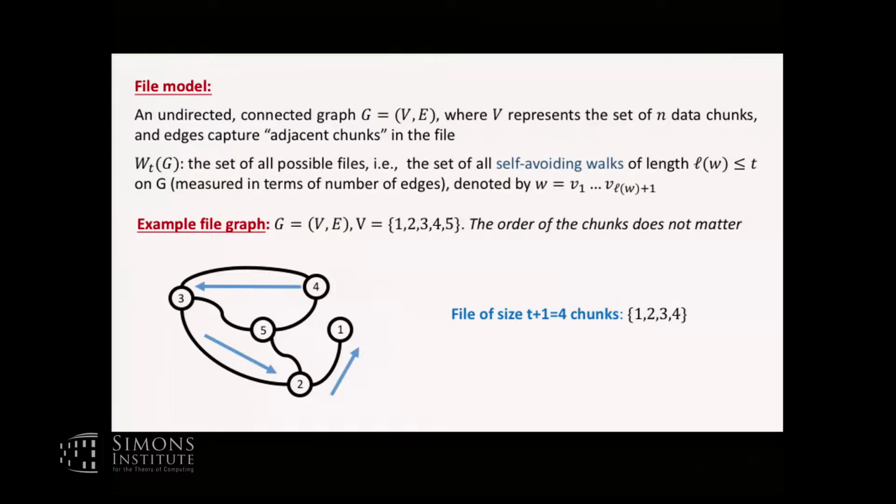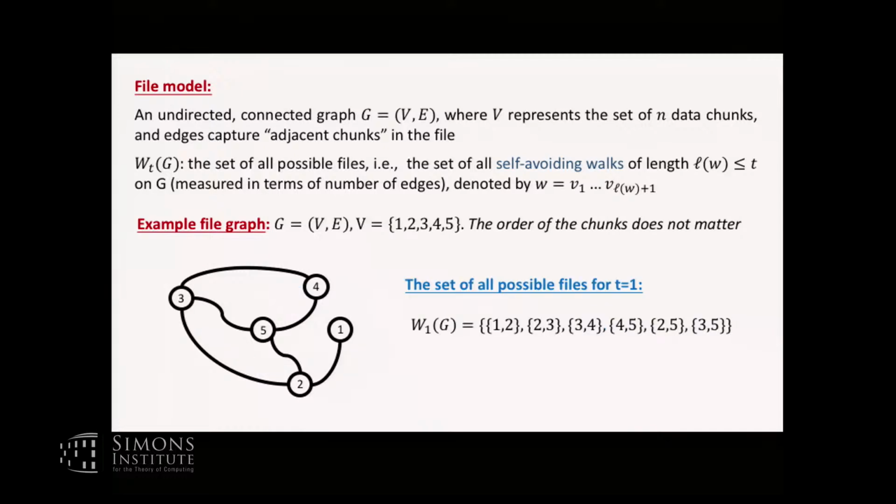Here is another file. This time the file has 4 chunks, and it's a self-avoiding walk of length 3 on this graph. And again, I'm just writing it as a set of chunks that correspond to this file. And I will use, as I mentioned, W with the subscript t, which tells me how large the maximum file size can be, to denote the set of all possible walks of length less than or equal to t on the graph, which are going to mimic or represent the files that I'm working with.